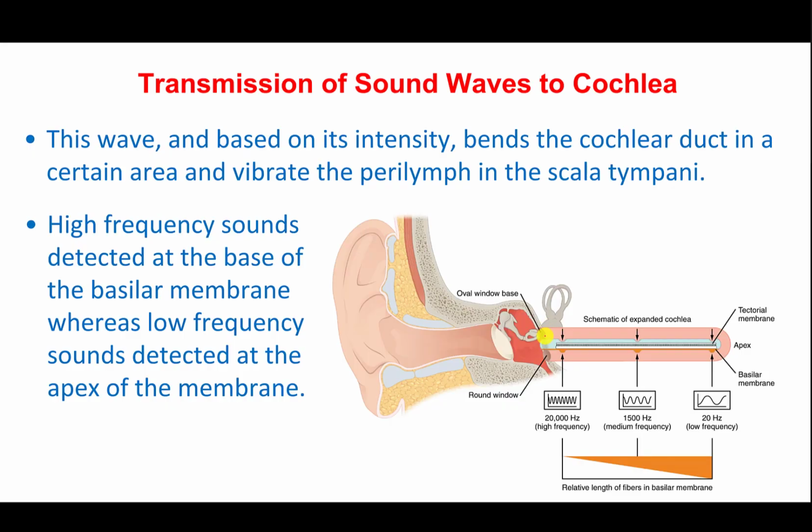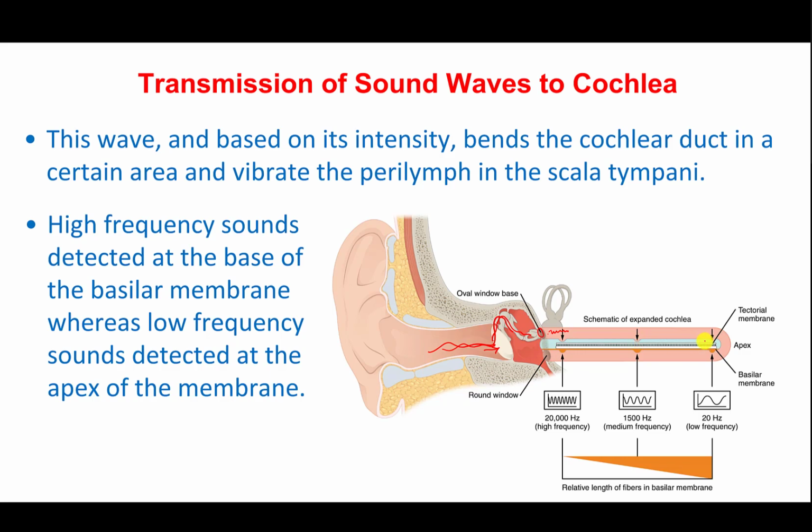See on this drawing how the process is happening. So we have here again the oval window. Sound waves are coming, converted to vibrations. So now we have vibrations in the scala vestibuli. Based on those vibrations, if the frequencies are high, those will be able to bend the basilar membrane earlier, at the bottom of the cochlea.